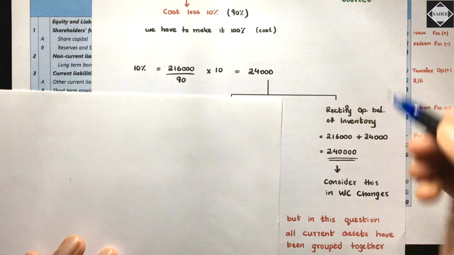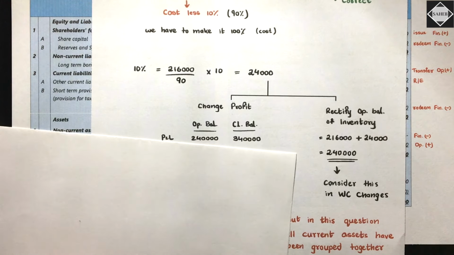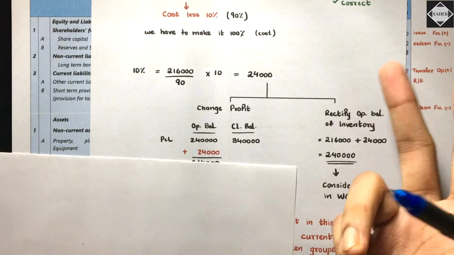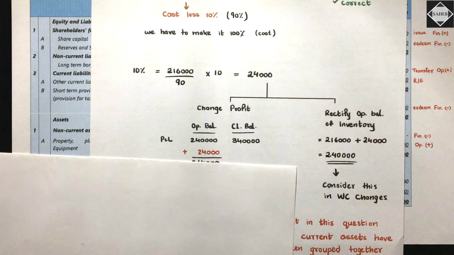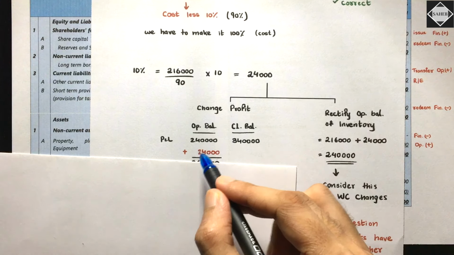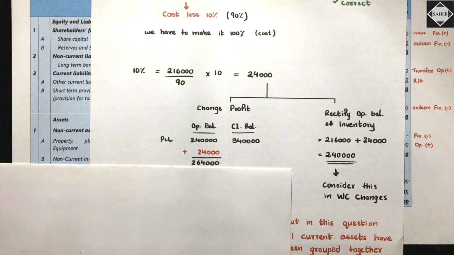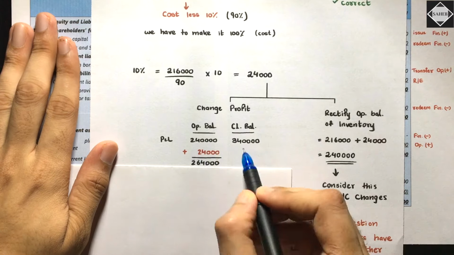Is it clear? See, it's really simple. 24,000 we have increased in asset, we have to increase 24,000 in profit. Accounting equation, remember that. In profit we have two profits, opening balance and closing balance. So which profit we will change? Opening profit. Is it clear? 2,40,000 plus 24,000 is equal to 2,64,000. Is it clear? From where did I get this 2,40,000 and 3,40,000?